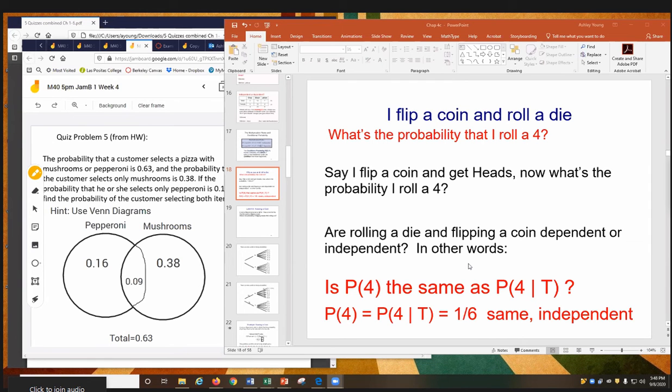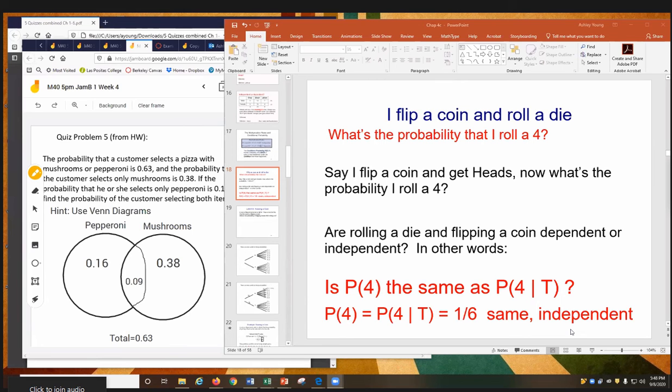All right. So since the probability of rolling a 4 is the same as the probability of rolling a 4 given I flip the tails on my card, they're both 1/6, they're the same, it remains the same, then they're independent. Does that make more sense?